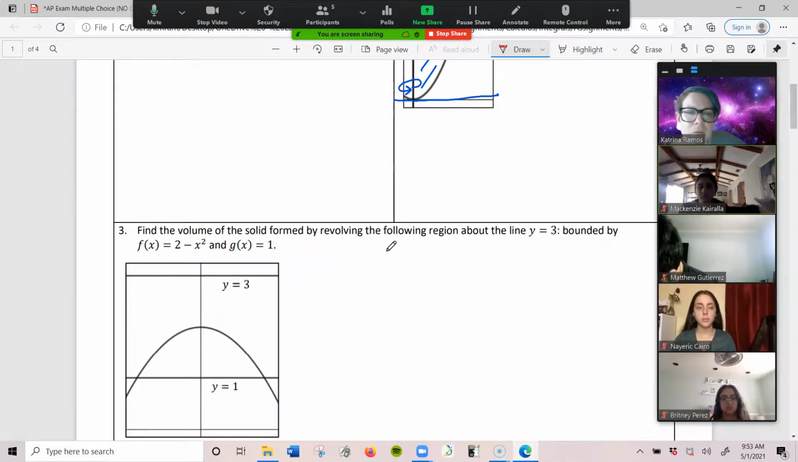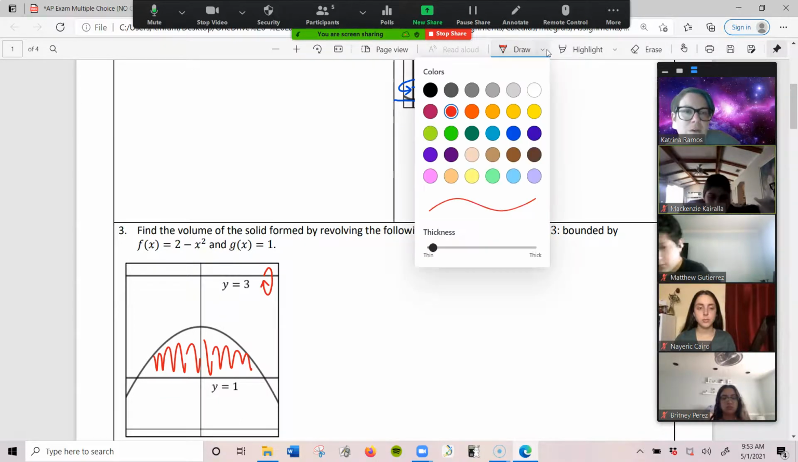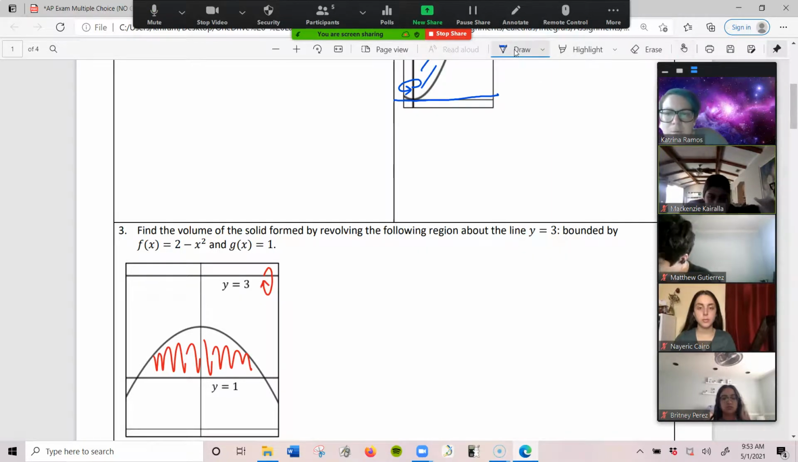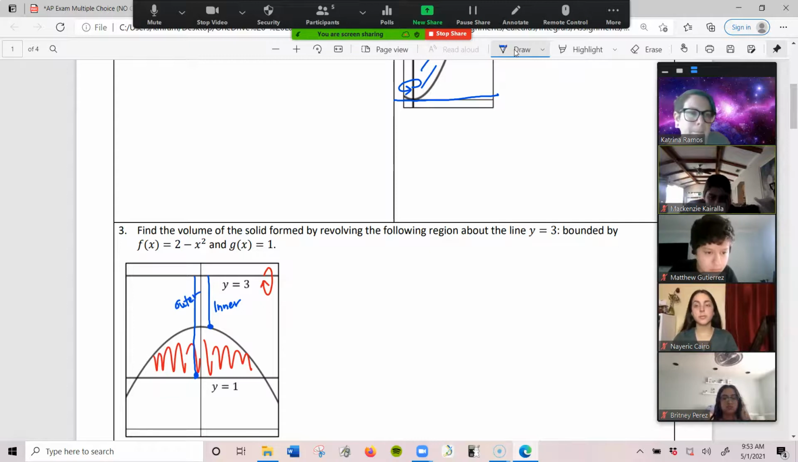Versus, let's see, number 3. Find the volume of the solid by revolving the following region about the line y is equal to 3, bounded by all of that. Okay, so this is the solid now, right? You're revolving around this line. So if I try to figure out what is outer and inner, from here to my first function, this is the inner function. And then from my axis of rotation, I keep going, and this is my outer function. Do you see what I mean?